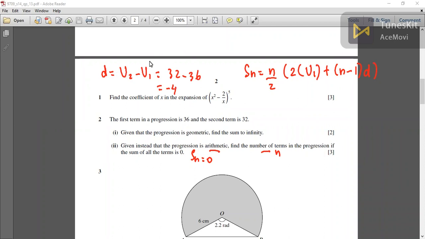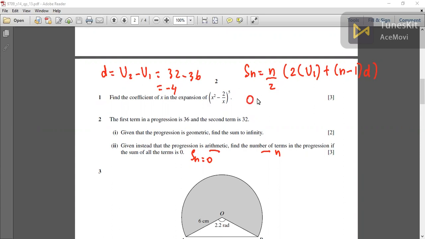But everyone must remember that usually students like to do the bigger minus the smaller. So they always think like that. So we have to be careful. It does not always have to be like that. So as we can see, we have the difference, it is minus 4.